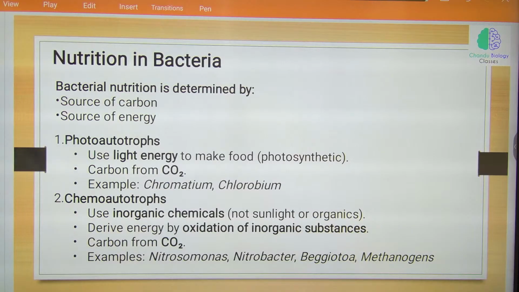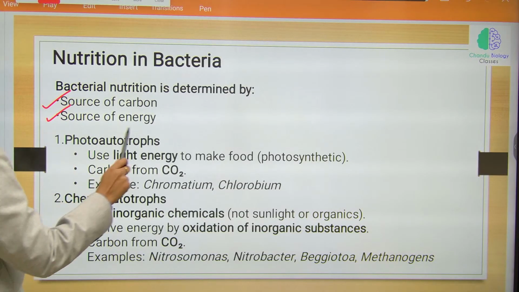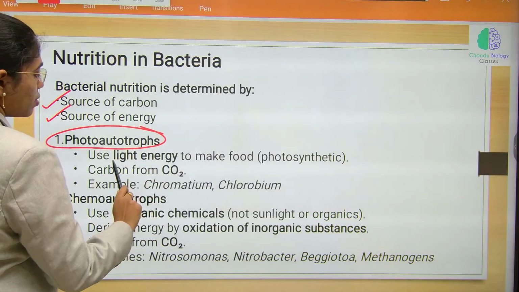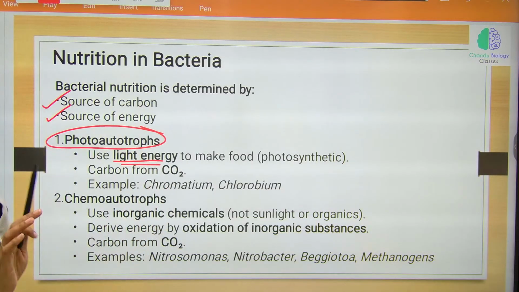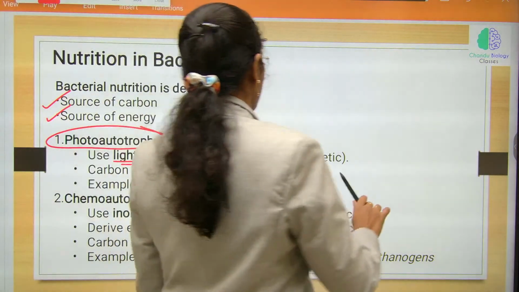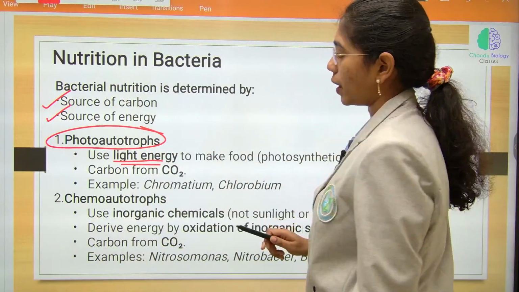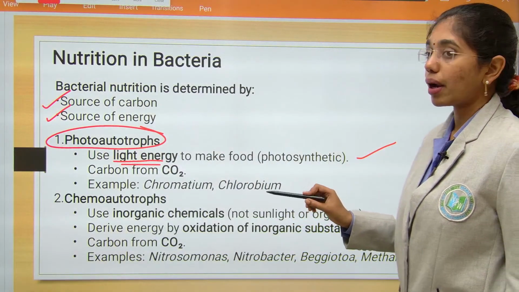nutrition in bacteria. Bacterial nutrition is mainly determined by source of carbon and source of energy. Okay, so these are photoautotrophs. They use light energy to make food, and carbon from carbon dioxide.